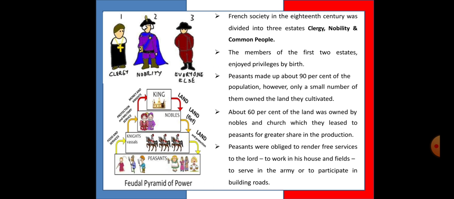Peasants made up about 90% of the population. That means the huge population of France was peasants. But they did not own any land for their cultivation. It was all owned by clergy or nobility. About 60% of the land was owned by nobles and church, which they leased to peasants for a greater share in the production. I have already discussed that clergy and nobility could ask common people to render services to them, to work in their houses, to build roads or such kind of work anytime and anywhere.